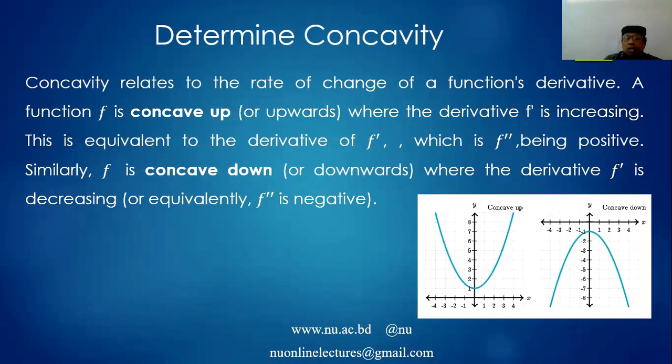Now, this is equivalent to the derivative of f prime. So the first derivative f', and then f double prime, the second derivative, being positive. Similarly, f is concave down. For concave down, the derivative f' is decreasing, and equivalently, the second derivative is negative. So for concave up, f' the first derivative is increasing, and the second derivative is positive. And for concave down, f' is decreasing, f double prime is negative.